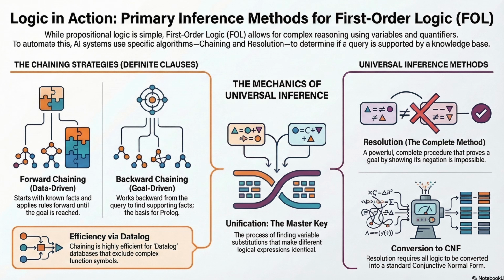So the most general unifier is the substitution that makes the fewest commitments. In this case, the MGU is just X equals Z. We just say X is the same as Z. Right. We don't say who they are. We just say they're the same person, whoever that turns out to be. Yeah. We leave the variable as a variable. That's smart. Don't guess until you absolutely have to.